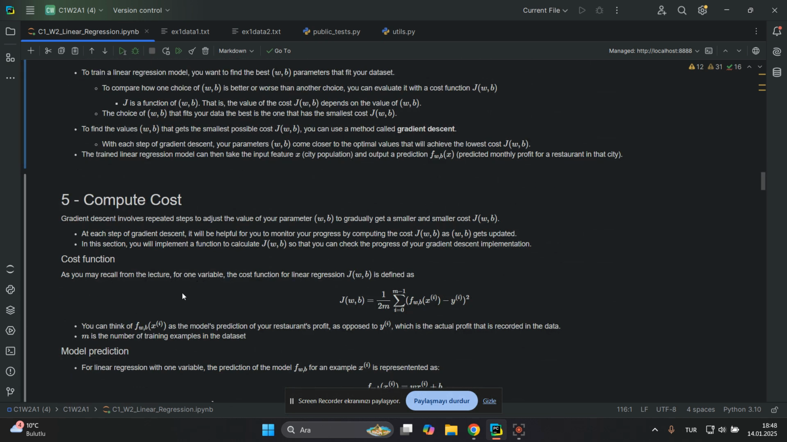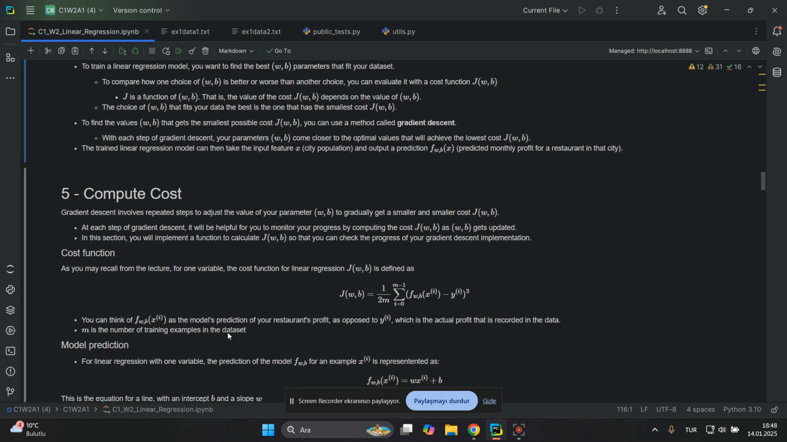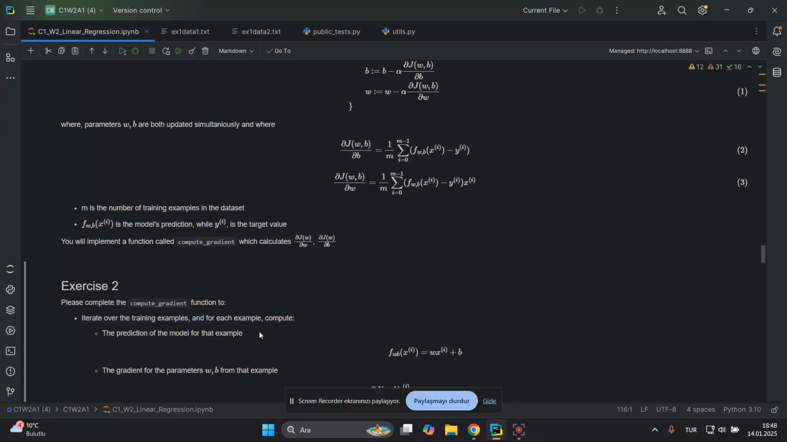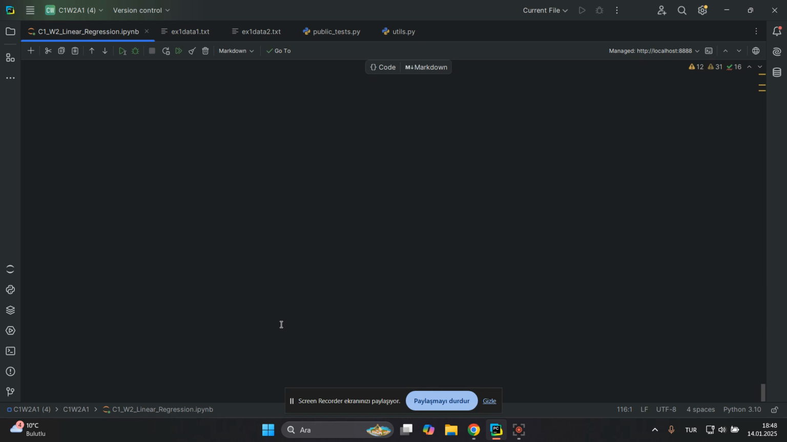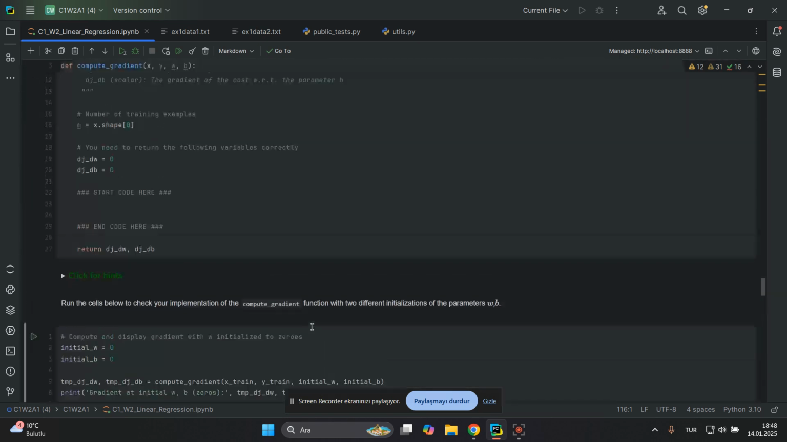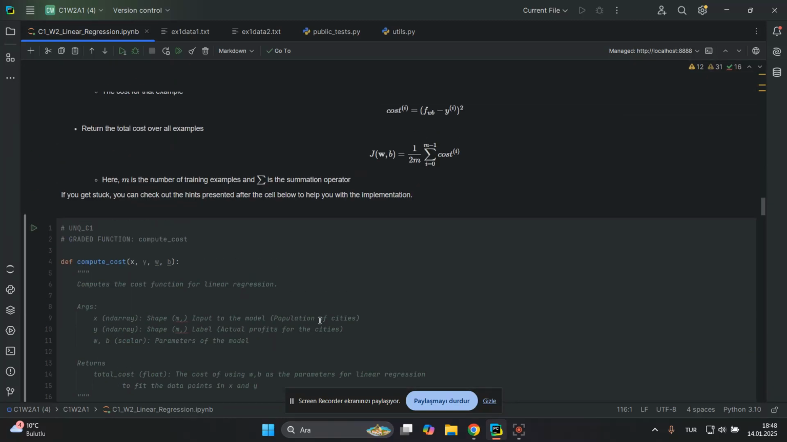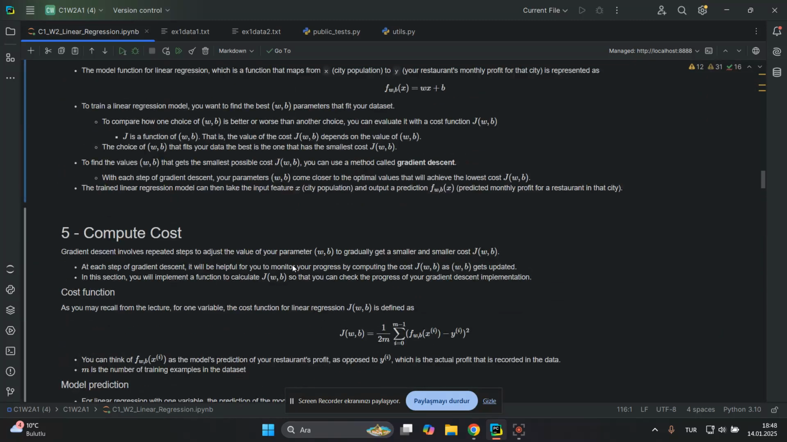In part 5 we are just comparing. Yes, we are computing the cost and gradient.